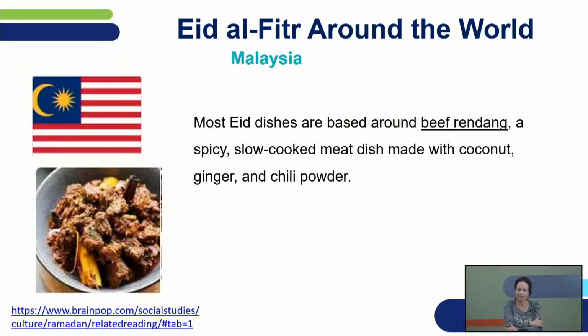Malaysia. Most Eid dishes are based around beef rendang, which is a spicy, slow-cooked meat dish made with coconut, ginger, and chili powder. Okay, this reminds me of brisket. It's that slow-cooked meat. Okay, it looks really nice, but it's spicy. So if you don't like things hot, don't eat this.